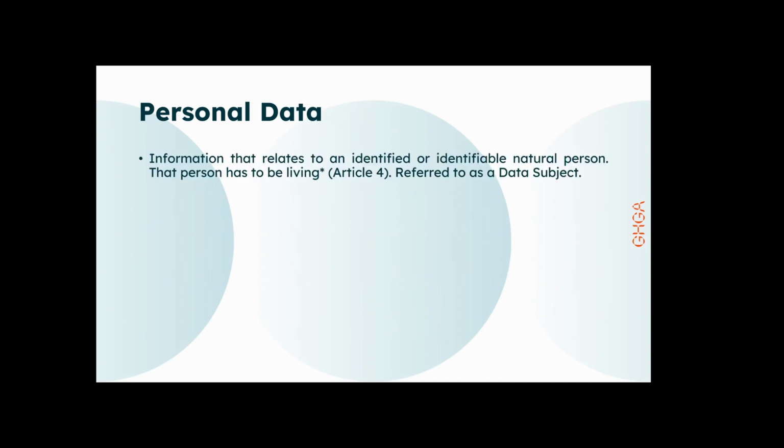So personal data is defined in the GDPR as information that relates to an identified or identifiable natural person. That person has to be living, as described in Article 4, and they're usually referred to as a data subject. You may notice there's a little asterisk next to living. That's because there may be some contexts in which the personal data about someone who is no longer living could actually impact on the rights and freedoms of other persons. So there may be times when we have to be a bit careful about using data that came from a person who is now deceased.